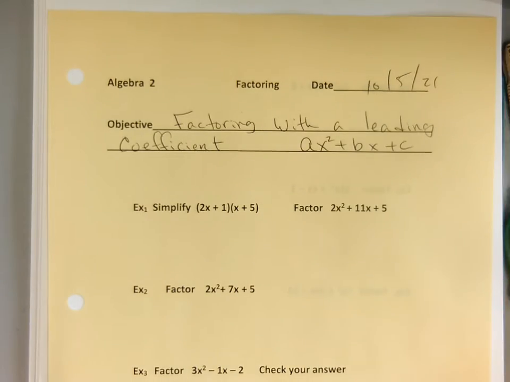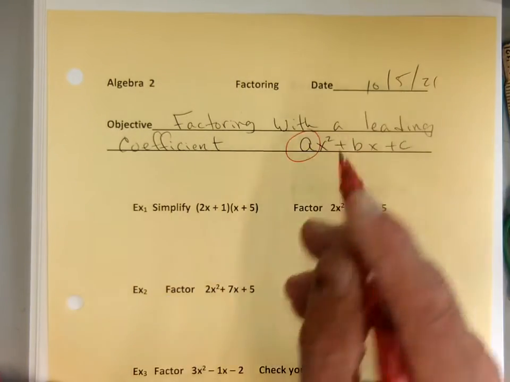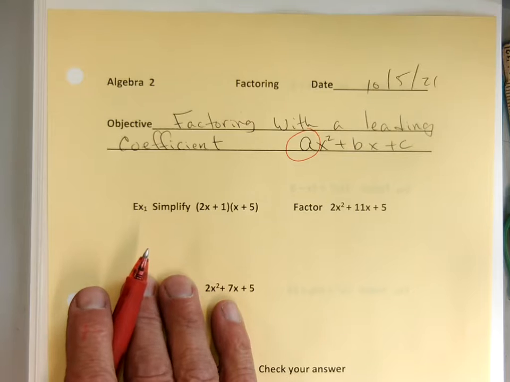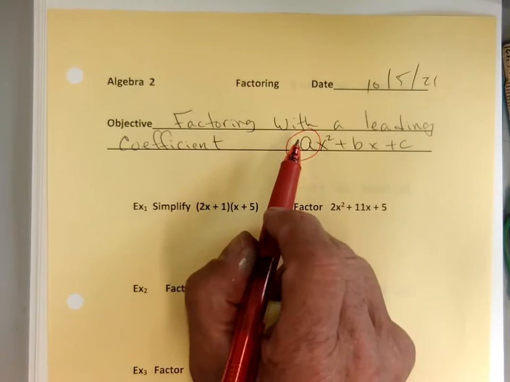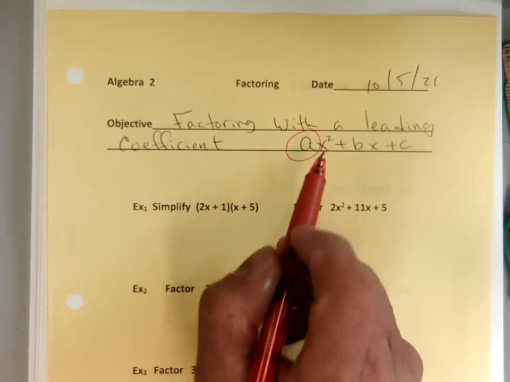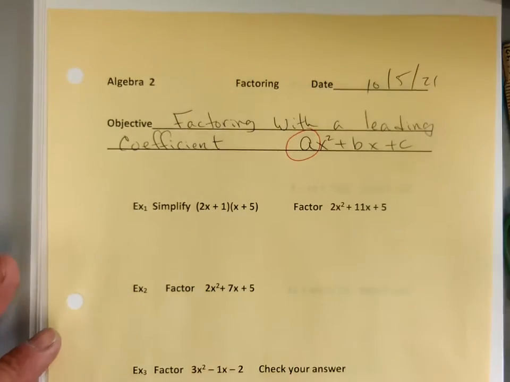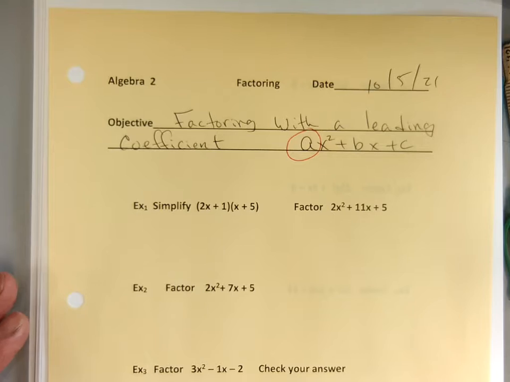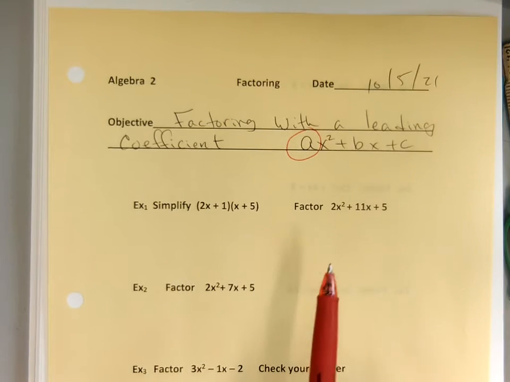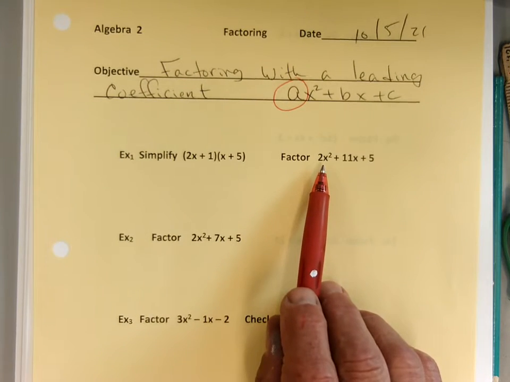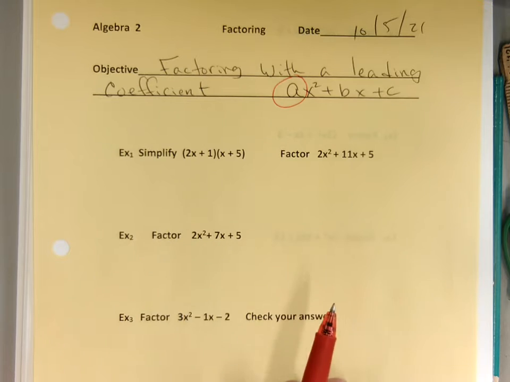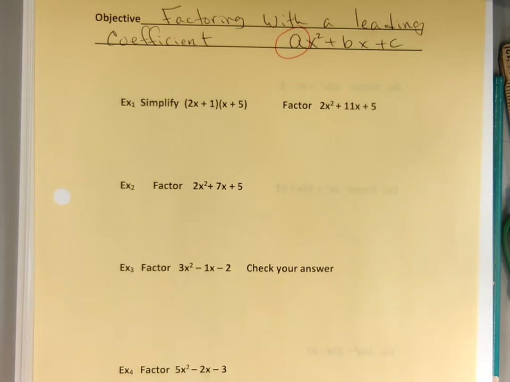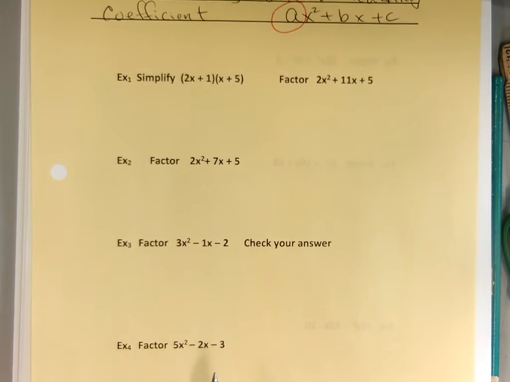So, this is our leading coefficient. It's in the lead, and a coefficient's just a number. So it's any number in front of the x squared. So today's factoring is going to have a number in front of the x squared. Example 1, example 2, example 3 all have numbers in front of the x squared.